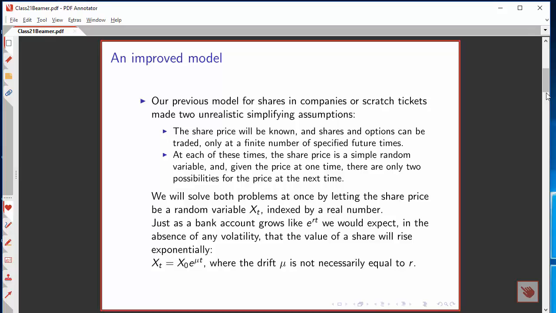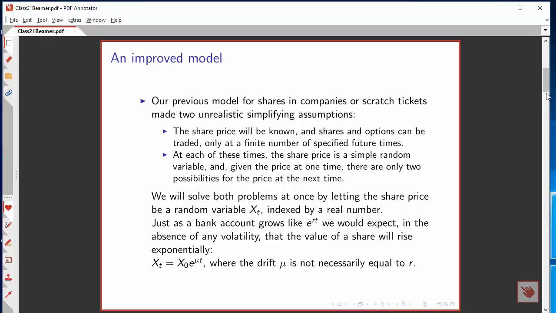Now, we've been using all throughout the course the fact that the balance in a bank account grows exponentially like e to the rt. So it's not unreasonable to assume, even if there's no random element to the evolution of time, that a share value might rise exponentially. It might be x naught times e to the mu t equals x sub t. In fact, if there's no randomness and we want the discounted future value to be a martingale, we will have to make it rise with mu equal to r in order to make the discounted value stay constant.